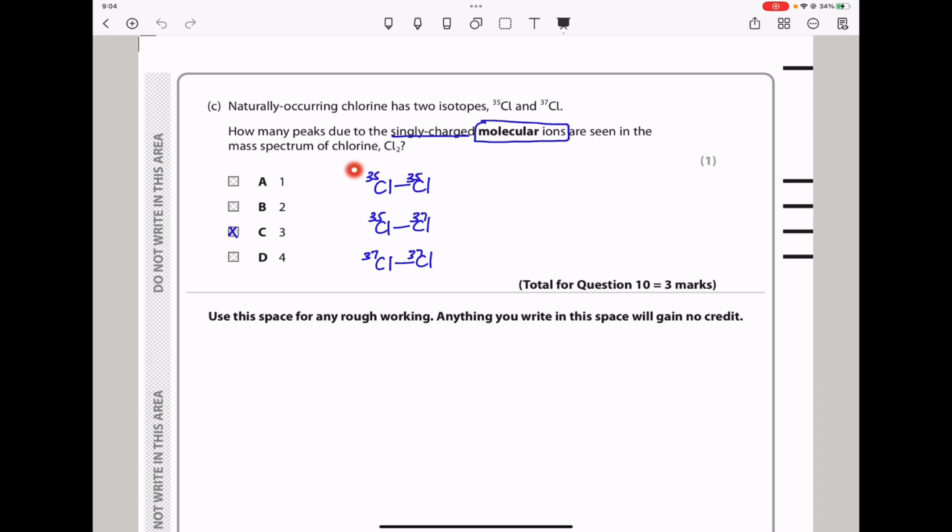Now, since we are looking for molecular ions, there is a possibility of Cl2 being made out of 35 and 35, or Cl2 from 35 and 37, or Cl2 from 37 and 37. So the possible molecular ions are going to be 3. So the answer here should be C.